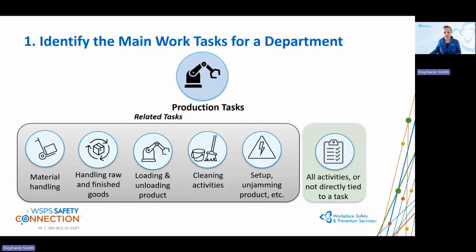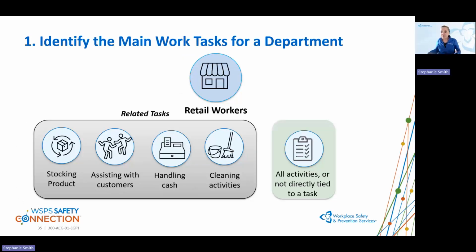But this is one way to break it down. If we think of a retail sector, you may say there's stocking of product for a retail worker. Maybe they're assisting with customers, which poses hazards. They're handling cash and they may do some cleaning. So those are the main tasks they're doing, as well as there may be some all-activity tasks. So this is a simple way to identify your main work tasks for a department. And this is your starting point.